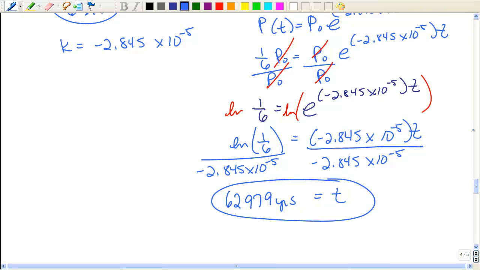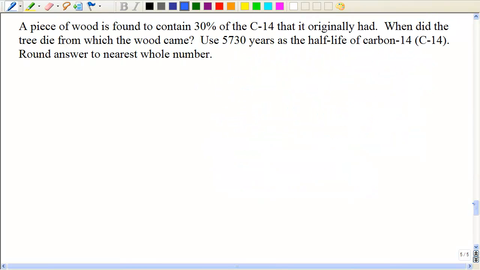So if you've got 6 times the safe amount, it's going to take a long time before you get down to that safe amount. The last example we're going to look at is carbon dating. Hopefully you've heard about carbon dating. It tells you how old something is. And so this piece of wood is found to contain 30% of C14, which is carbon-14, that it originally had. When did the tree die from which the wood came?